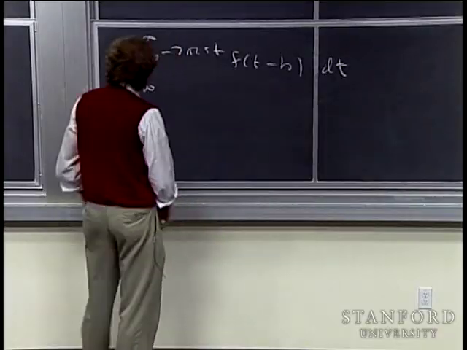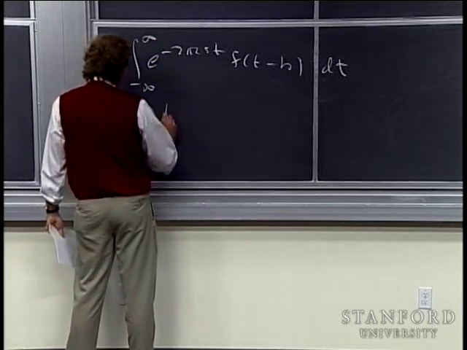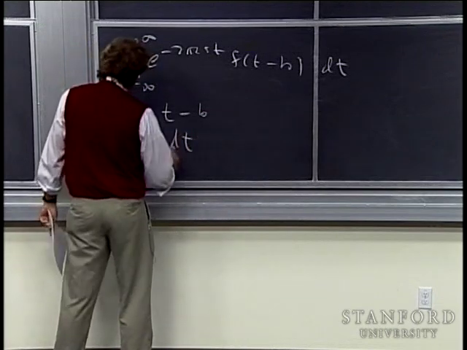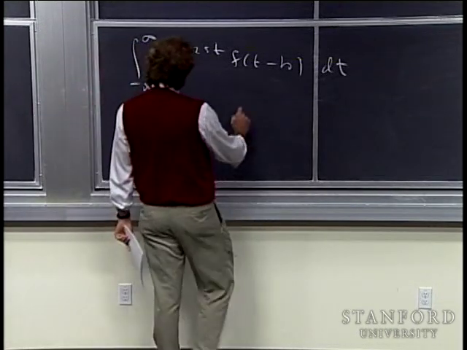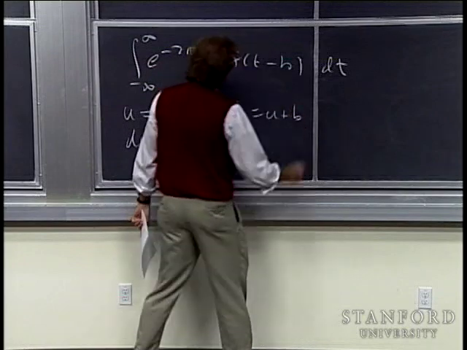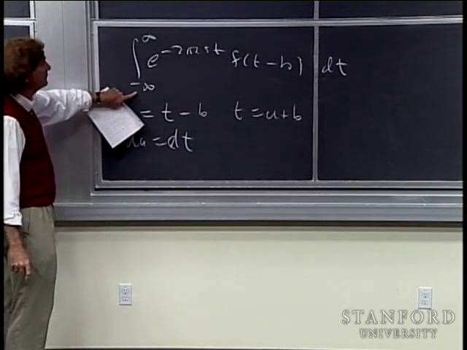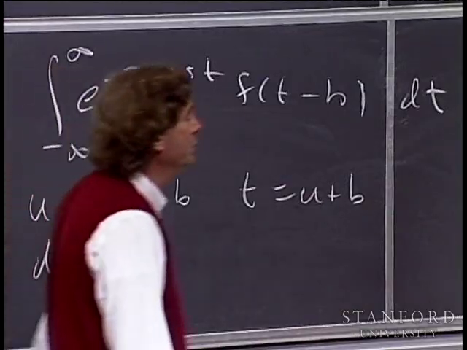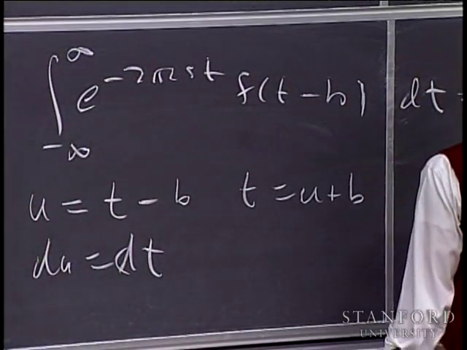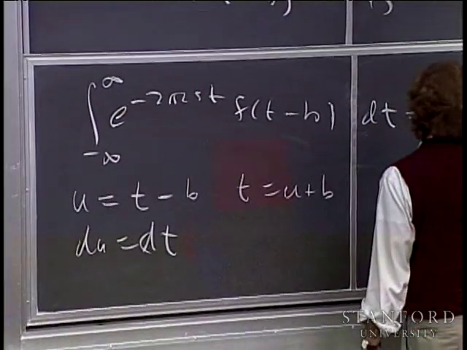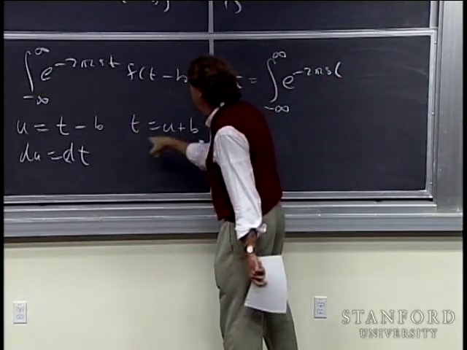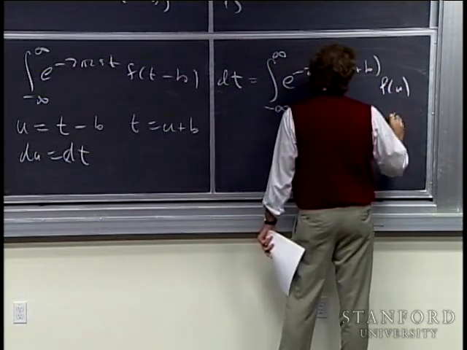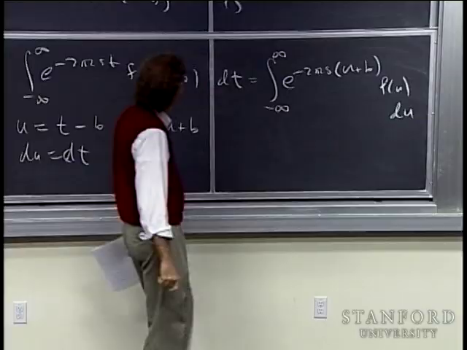So what you do, the simplest thing, is to make a change of variable, say u equals t minus b. b is a constant, so du is equal to dt. And t is equal to u plus b then. And if t goes from minus infinity to infinity, since I'm just subtracting off a fixed constant, so does u. So in terms of the new variable, the integral becomes the integral from minus infinity to infinity, e to the minus 2 pi i s times (u plus b), since t becomes u plus b. And the function becomes f of u, du, in terms of the new variable. Okay?